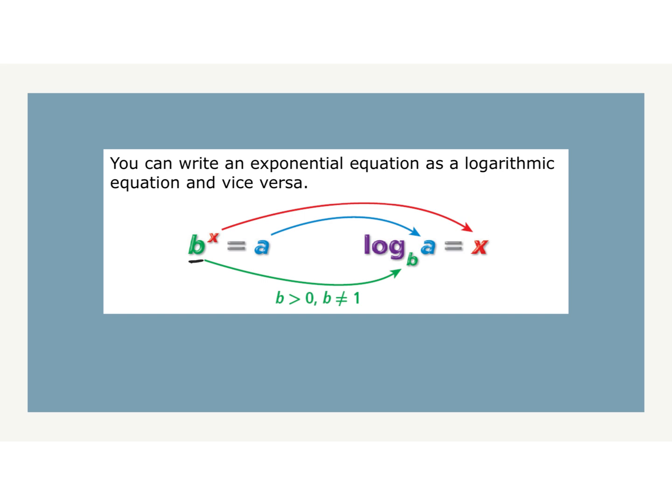What does that mean? You have this b, which is going to be the subscript of the log. You have the exponent here, that's always going to be what the log is equal to. You always have the a, which is going to be the argument of the log. You can go both ways. So I'm going to write the arrows on both sides. So this is something that you can go back and forth with all the time.